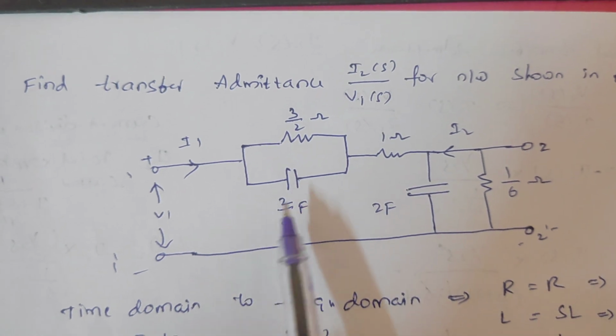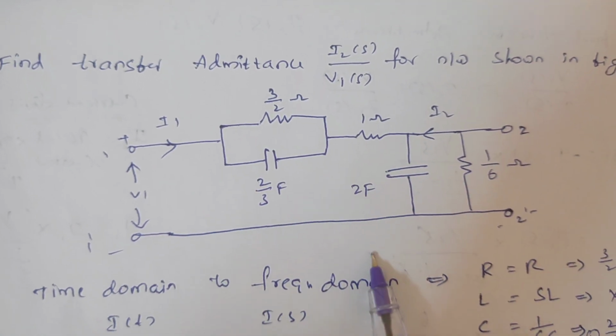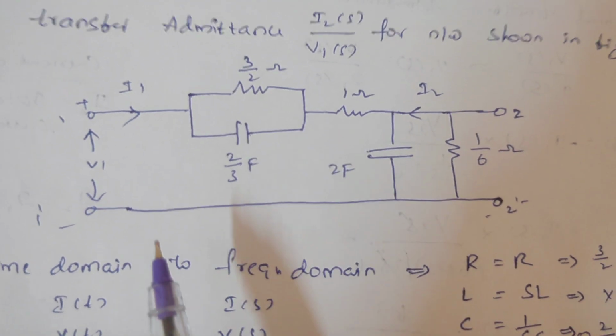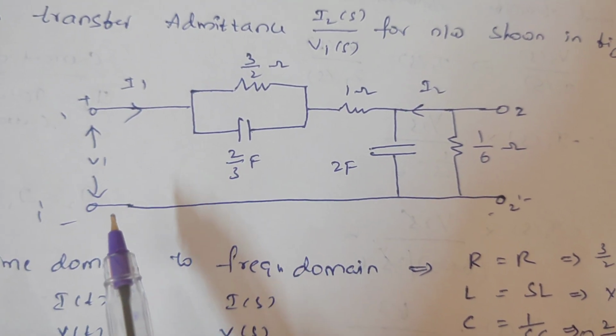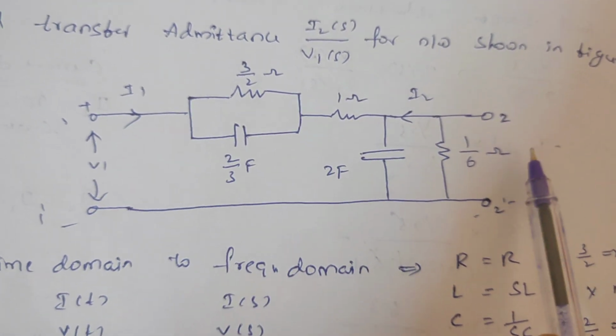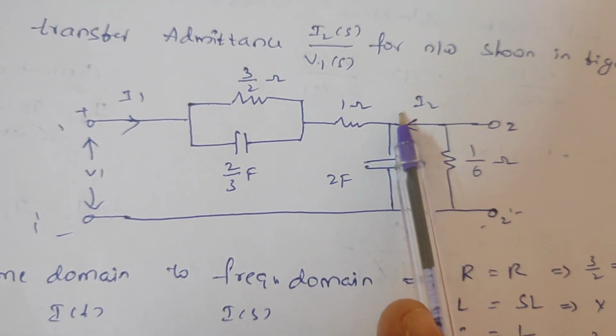Here I am going to explain the transfer admittance of a given network. So let us consider a given network. This is a two-port network with port 1 as the input port, the voltage is V1 and the current is I1. Port 2 is the output port, the voltage is V2 and the current is I2.